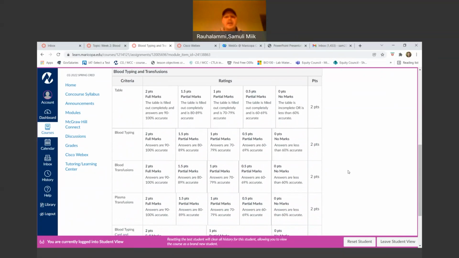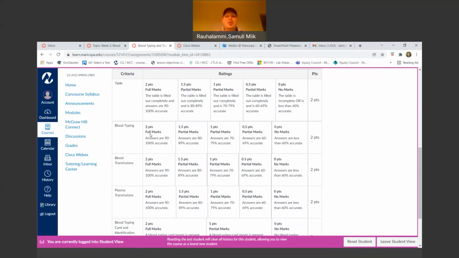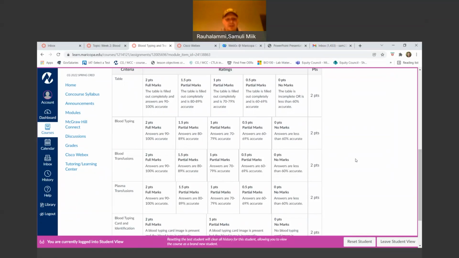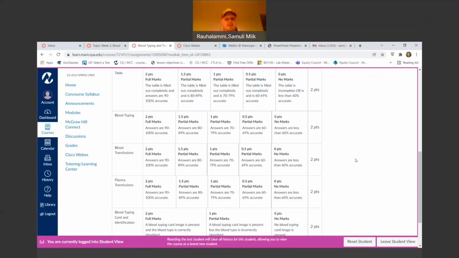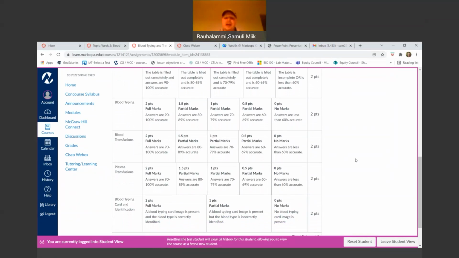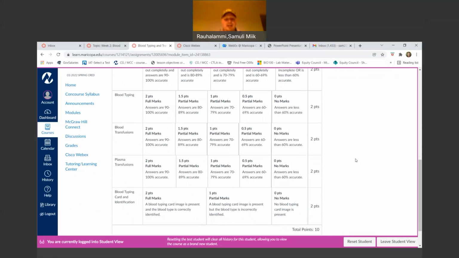So I really encourage, when you're given a tool that tells you how you're being graded, take that. Have a look at what you are expected to answer and to what level to get points. And remember that these points add up towards your final grade.